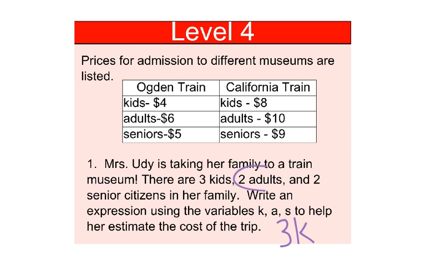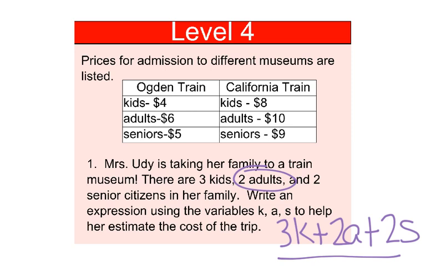Next, how many adults are going to be going? Okay, so we're going to add to this because we're adding the cost of the trip up. They're all going to be combined together. 2 times the cost of the adult ticket, which is A. Finally, the 2 senior citizens in her family, that's going to be 2 times the cost of the senior ticket, which is S. This expression here would help you find the prices of the 2 different train museums if you plug the numbers in. And hopefully that'll get you started on your level 4, and that this helped you with your lesson today, or your assignment today.